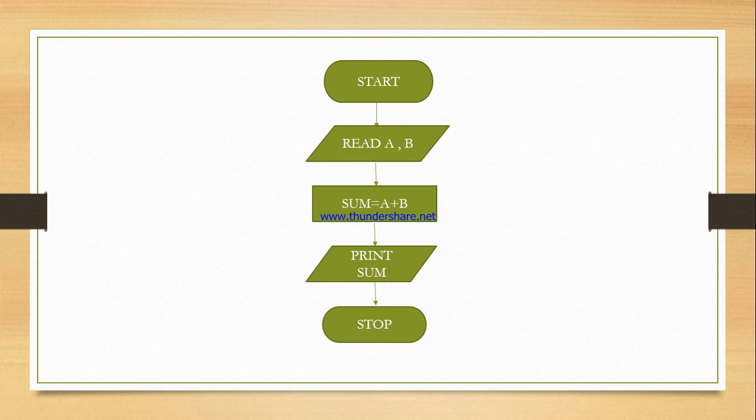The second symbol will be your input. You have to add two numbers, that means you have to give two numbers to the computer, so two numbers should be there in the computer to add. So these are the two numbers, read A and B. Here we are using variables because A can have any value, B also can have any value.